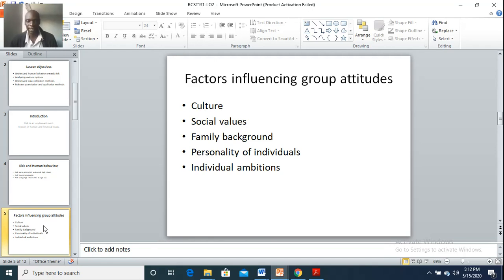Then personality. Are you an aggressive person? Are you a polite person? Obviously, an aggressive person, we expect them to be risk-loving. Polite people, then we expect them to be risk-averse, or sometimes neutral. Then what are your ambitions as an individual? So these things affect group attitudes when we are operating in a group.